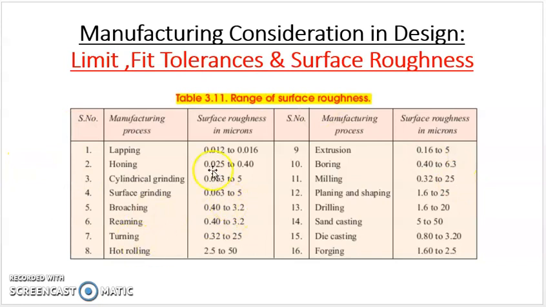Do not try to mug up all these things. Just recall this sequence for the range of surface roughness, or surface finish, you can say. Okay, so in this way you can figure out which is the better manufacturing process in consideration of surface roughness or surface finish.